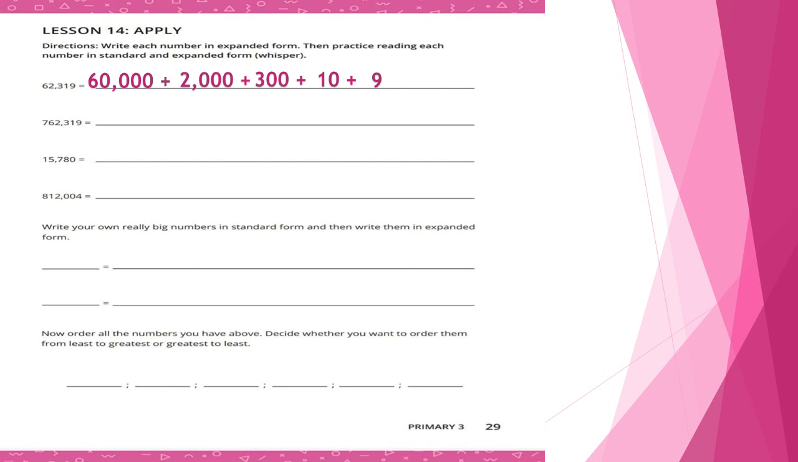Number 2, we have here two families, 1000 family and ones family. Then we read this number as 762,319. We will put 3 zeros to the numbers in thousand. We have here 700,000. 700 in thousand, so we write 700 and put 3 zeros.